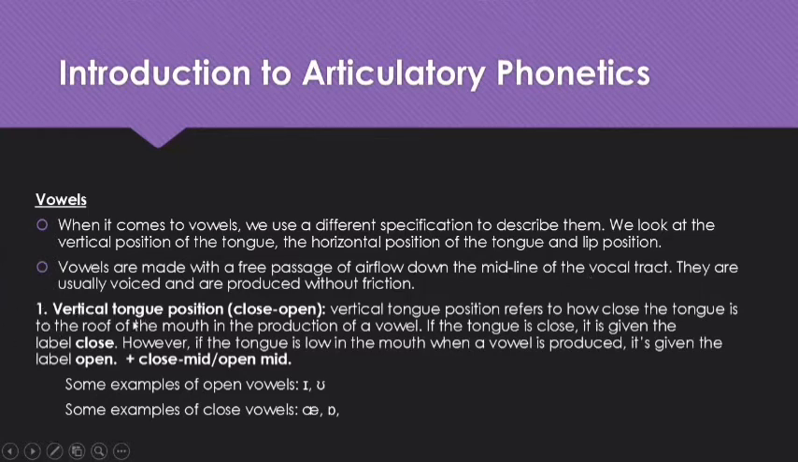1. Vertical tongue position: close, open. Vertical tongue position refers to how close the tongue is to the roof of the mouth in the production of a vowel. If the tongue is high, it is given the label close. However, if the tongue is low in the mouth when a vowel is produced, it is given the label open. Thus close-mid or open-mid. Some examples of open vowels like this. Some examples of close vowels like this.